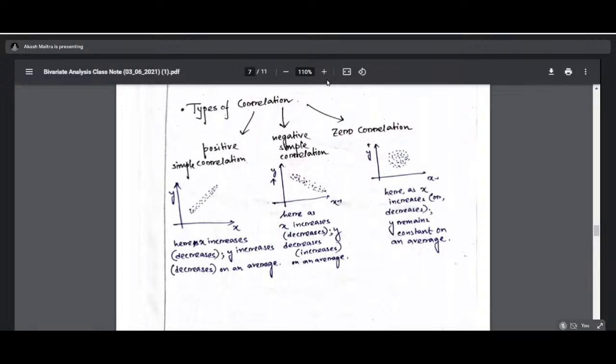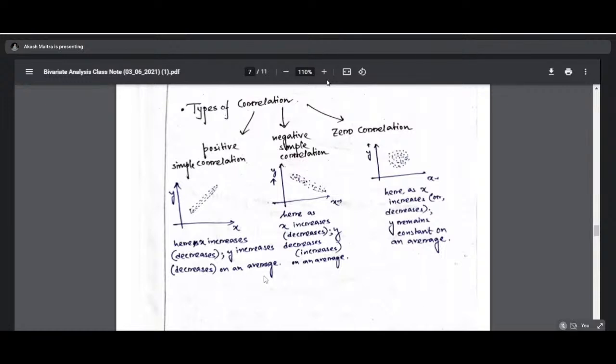Positive simple correlation means, like I have already told you, the facts of height and weight. If the height of a person is more, then in general the weight is also more. Similarly, if height is less, then it is assumed that weight will also be less compared to others. So here, as x increases, y increases on an average. That is, if x increases, y will increase. And in general, the most important term is on an average.